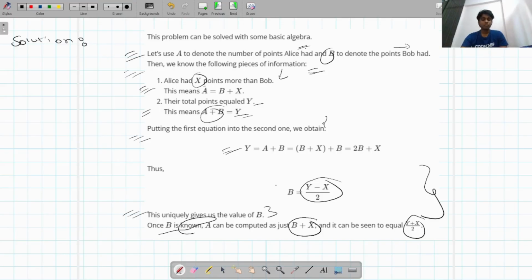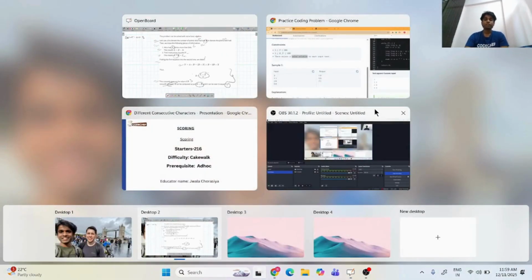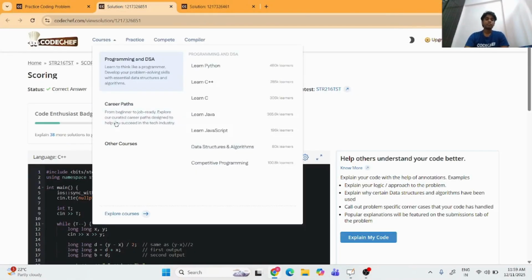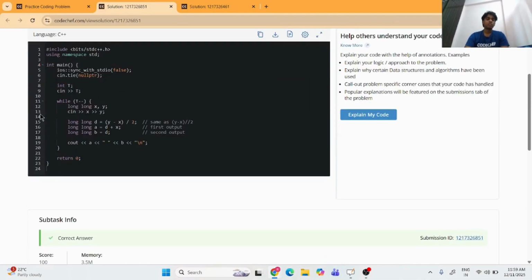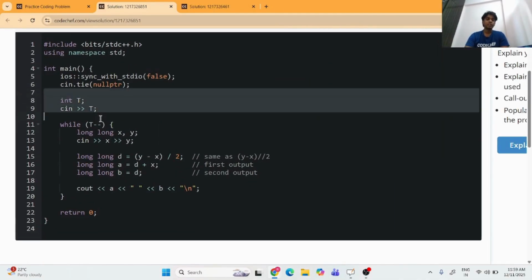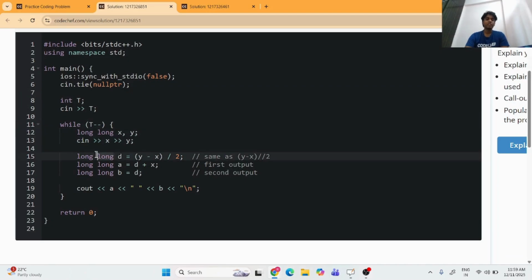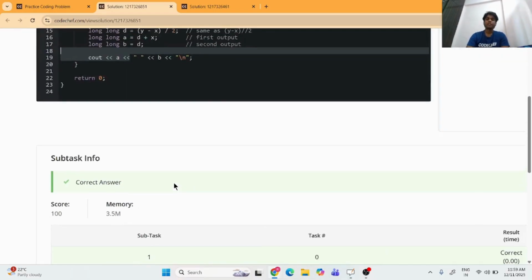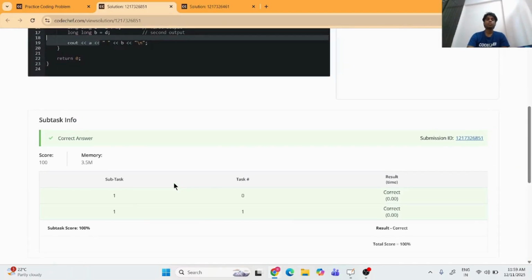Now let's move toward the simple C++ code. So guys, this is my simple C++ code. I took the input for all the test cases as well as X, Y. I initialized d equal to (y minus x) by 2, a equal to d plus x, and b equal to d. At the last, I'm simply printing a and b. That is my output. And as you can see, guys, I have got my C++ code right.